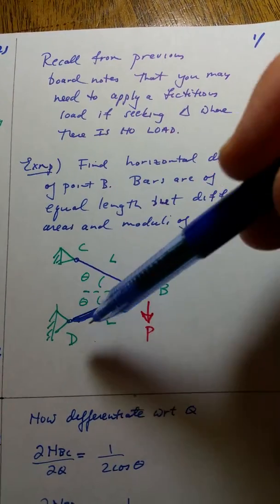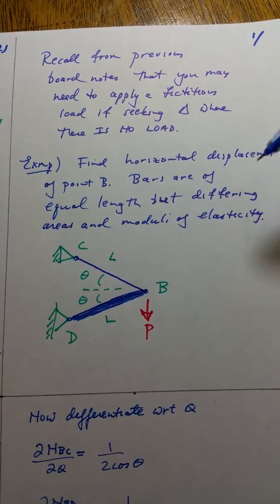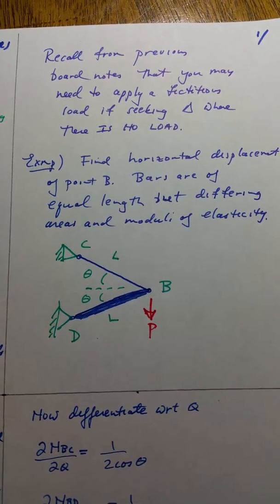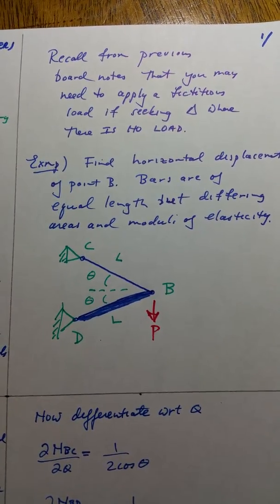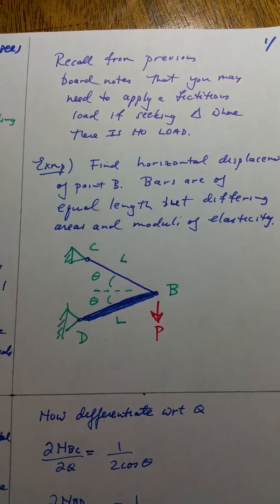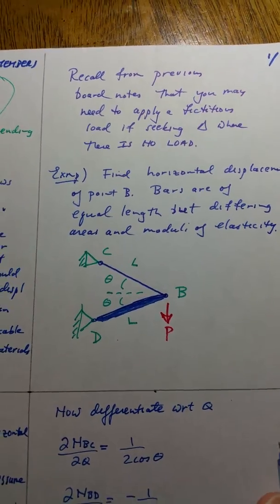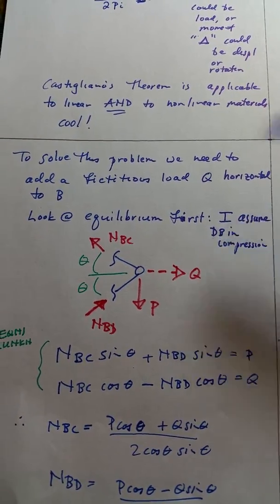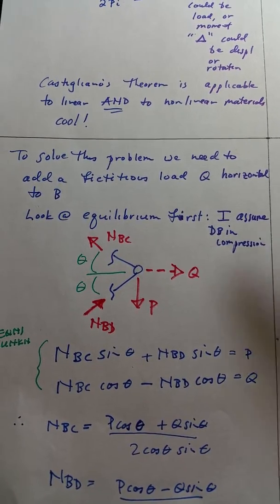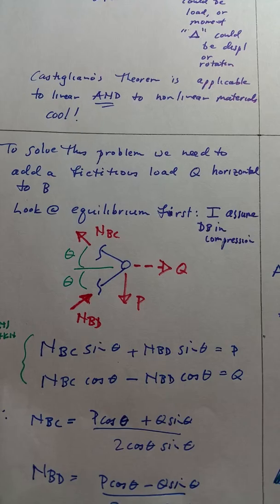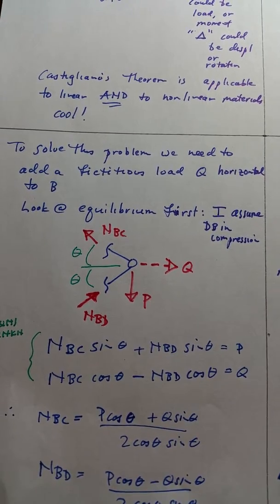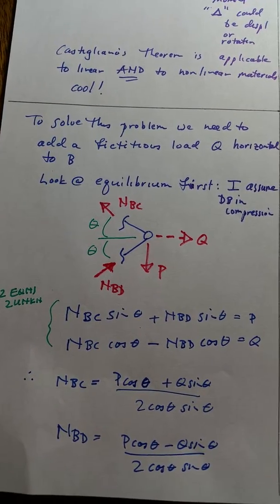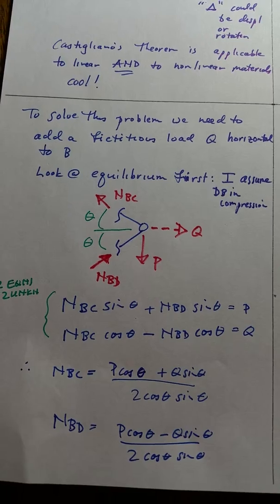So we'll do that right now. Here we have a cable and a strut. They're of equal lengths, but different areas and different moduli of elasticity. We have a point load P coming down, and we're seeking the horizontal deflection of B. And of course there is no load horizontally at B, so this is the example where we need this fictitious load. So I put a Q in here using a dashed line, and it doesn't matter whether you assume tension or compression for the strut and tie. I assumed compression here. You can hit the pause button and check my statics, but the statics are not the hard part here. Everybody in the room knows how to do that.